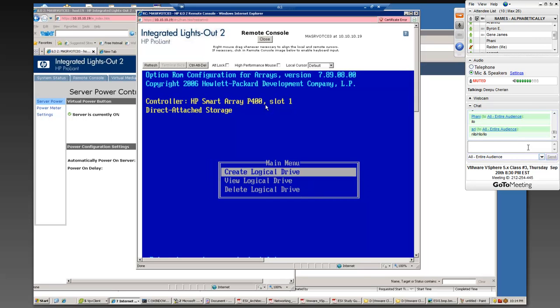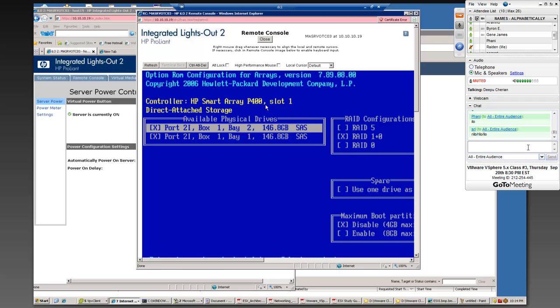So now basically I removed all the disks and the RAID configuration. This is how I'm going to create a RAID. I'm just showing you how to do this on a server. If you click on that, you can see that in this particular server I only have 2 drives. I have 2 146 GB drives here. Now when I have 2 146 GB drives, I can create either a RAID 1 or a RAID 0.